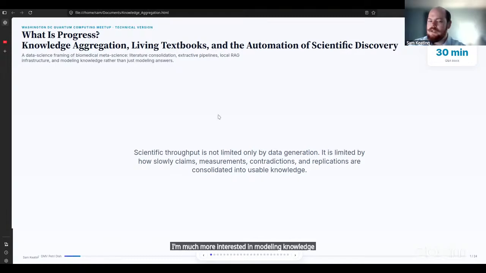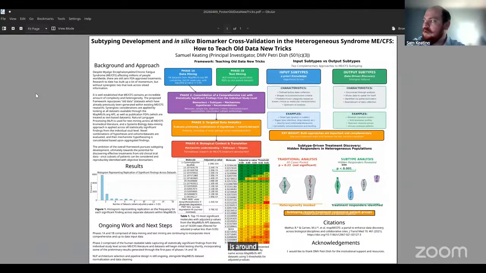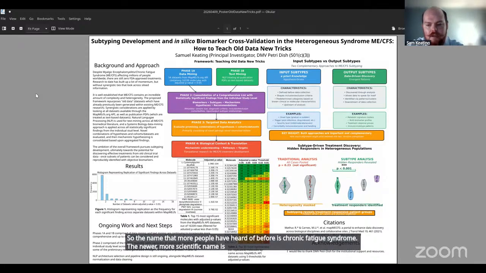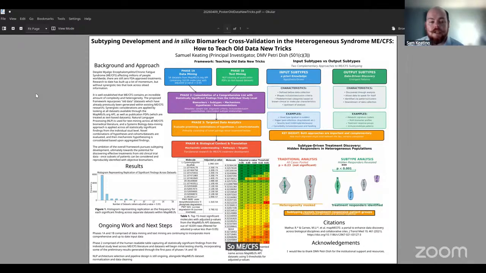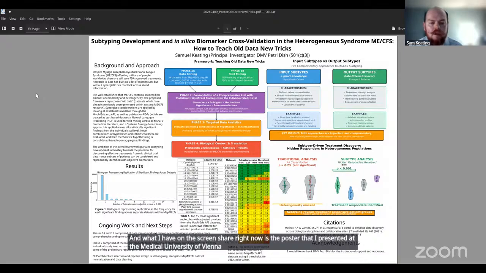And the biggest use case I have of this is around this heterogeneous syndrome called ME/CFS. The name that more people have heard of before is chronic fatigue syndrome. The newer, more scientific name is myalgic encephalomyelitis. So ME/CFS is a very heterogeneous syndrome. And what I have on the screen share right now is the poster that I presented at the Medical University of Vienna in November at the Emerge Early Career ME/CFS Researcher Workshop.